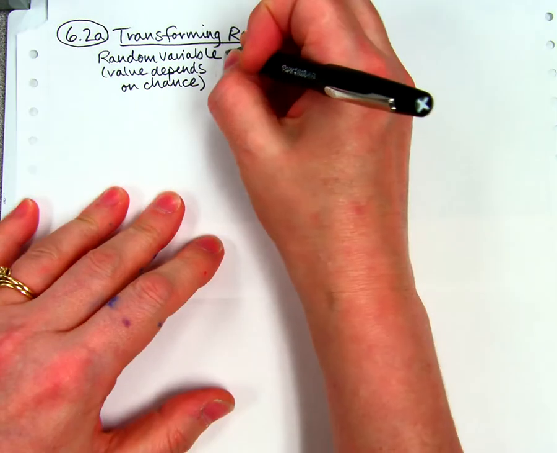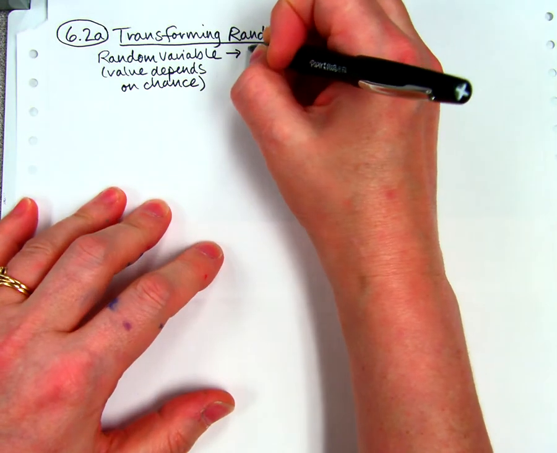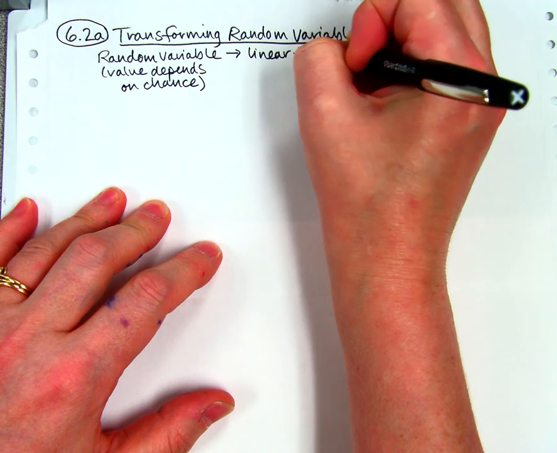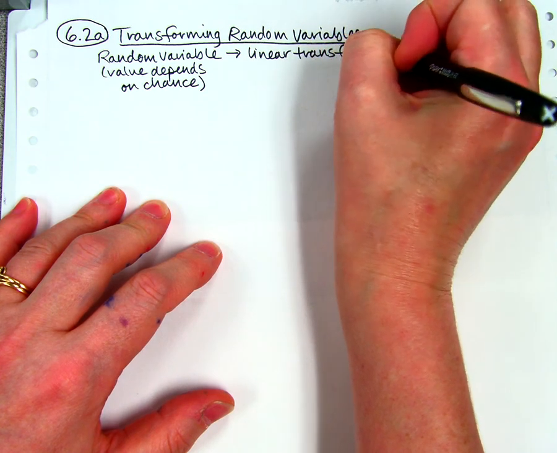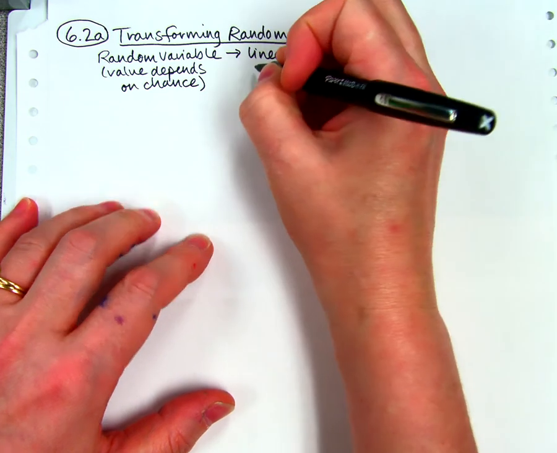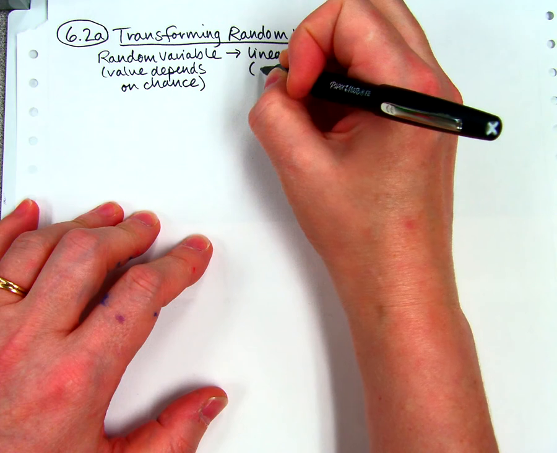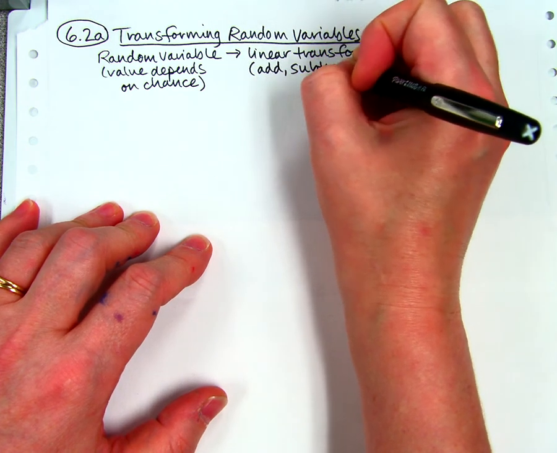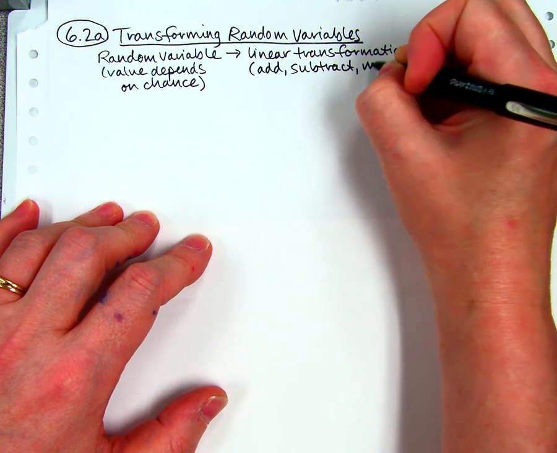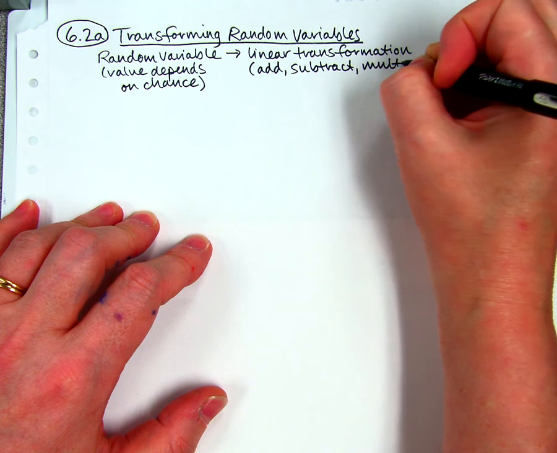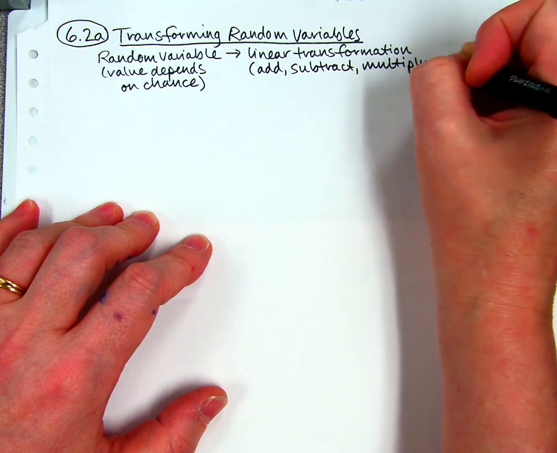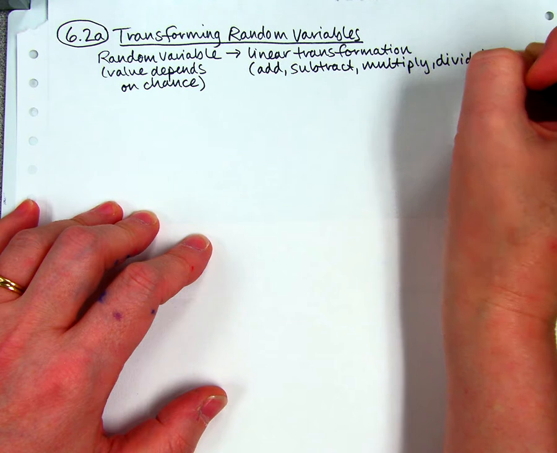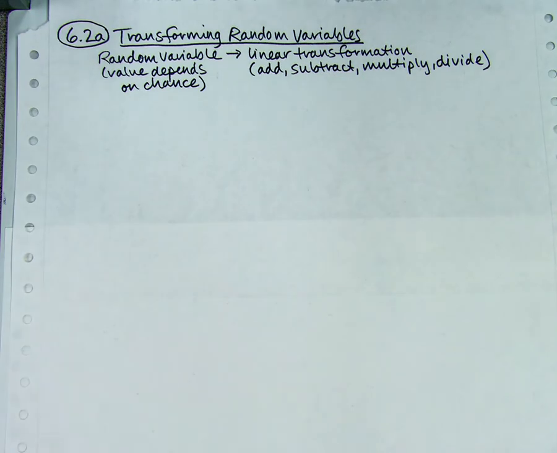And today we're going to talk about what happens if you do what's called a linear transformation, which I will tell you in a bit why it's called that. But I'll tell you also that linear transformations involve adding, subtracting, multiplying, or dividing by some number. We are not yet going to add two random variables together. That's coming up in 6.2b and c.